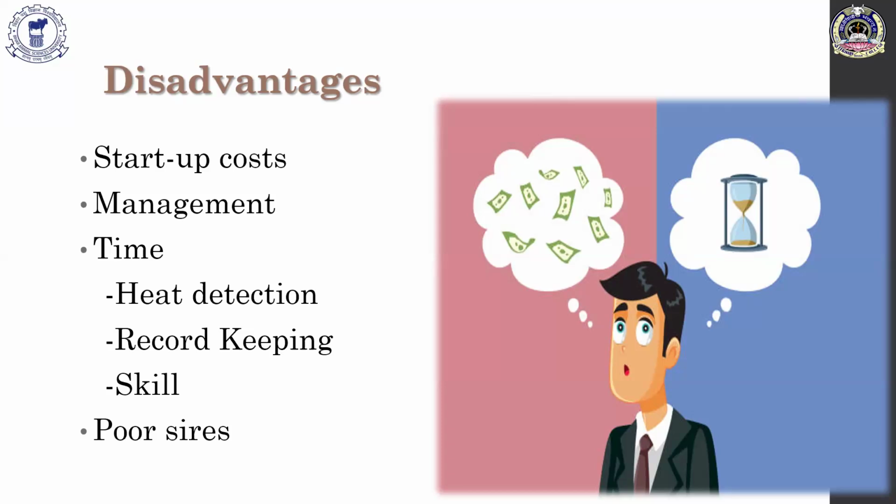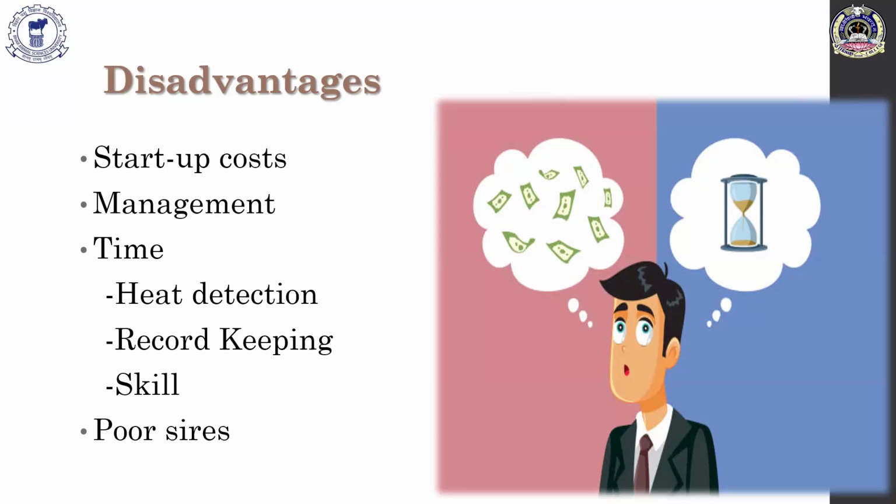The managemental aspects. One must manage all the animals as well as the equipment very well. Moreover, this is a disadvantage. If it is not managed well, you are not going to have a proper AI result. Then the time, in terms of heat detection. If the female surpasses its estrus, then there is no use of artificial insemination because the animal is not receptive.